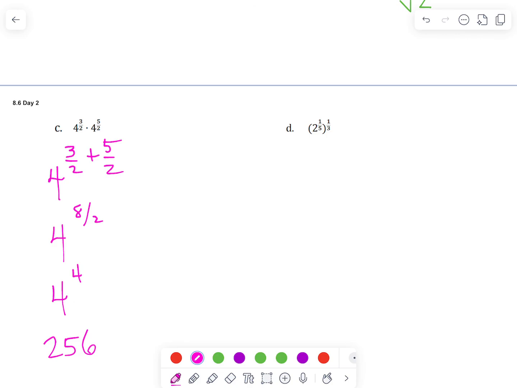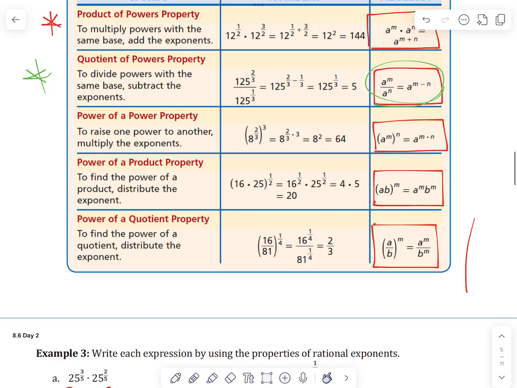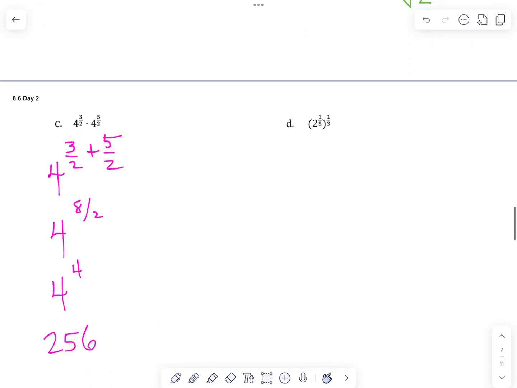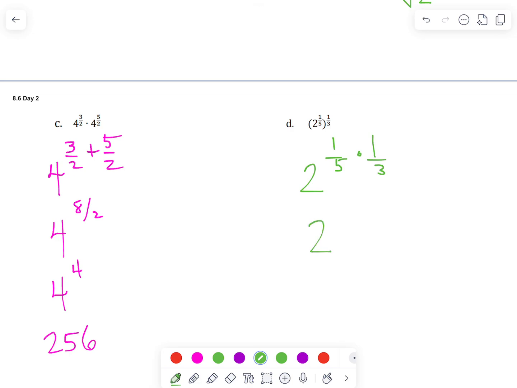All right, our next one, we have a power to a power. So we are using this one right here, power to a power. We're going to multiply those powers together. So we're going to multiply 1/5 times 1/3. We're going to multiply those fractions across. So 1/5 times 1/3. You multiply the numerator pieces and then the denominator pieces.